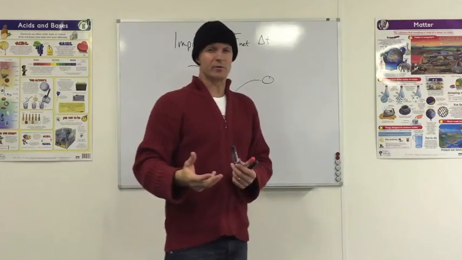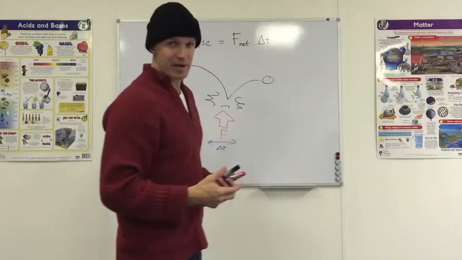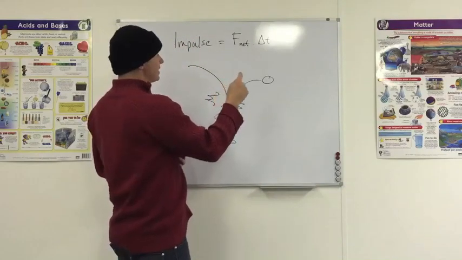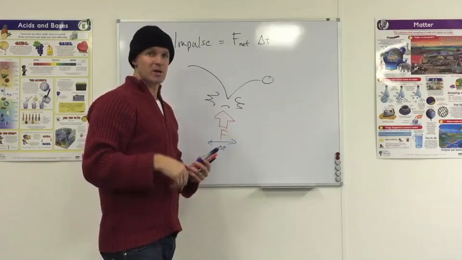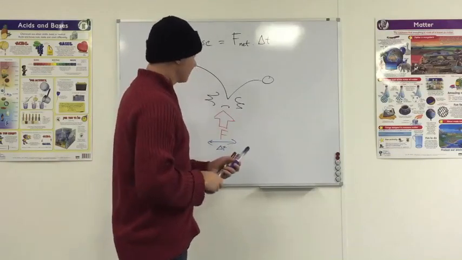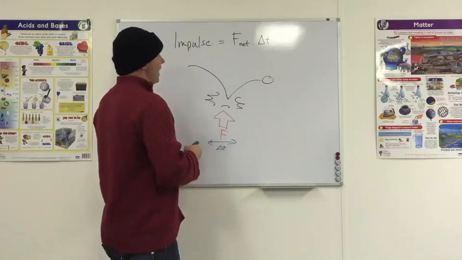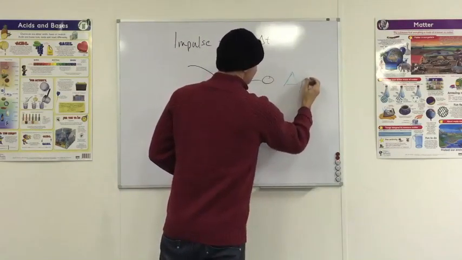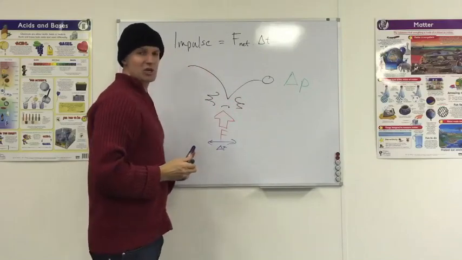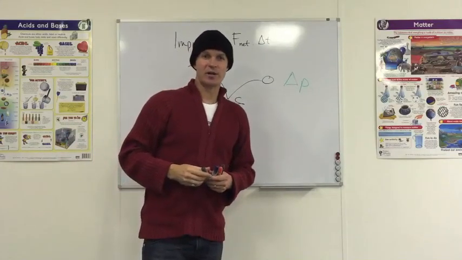Now, the effect of that impulse is that it makes that object change its momentum. Mass is probably going to stay the same, but the velocity is certainly going to change. And so, the other way of considering what impulse is, is the change in momentum of an object.